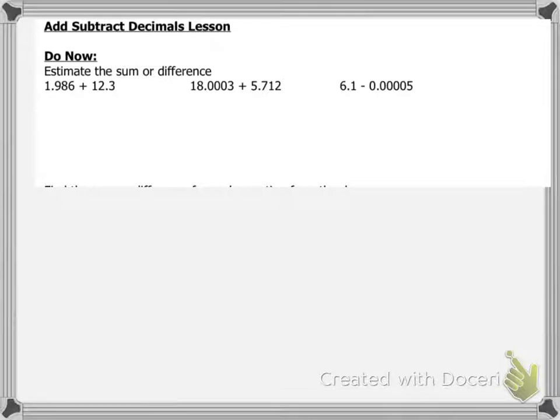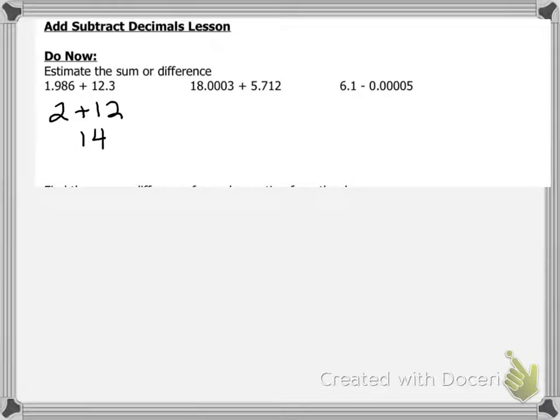Okay, so we're going to estimate 1 and 986 thousandths to 2. I'm going to round that up. And we're going to round 12 and 3/10 to just 12. So we're going to estimate that the sum would be close to 14. All right, we'll try the next one.